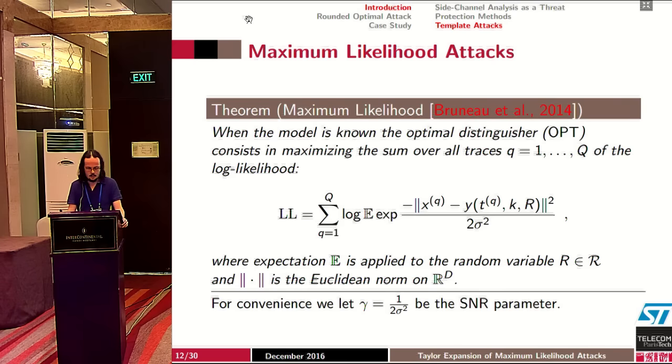When the models are perfectly known, we have shown in our 2014 Asiacrypt paper that the optimal distinguisher, meaning the distinguisher that maximizes the success rate, is the maximum likelihood. It consists in maximizing the sum over all the traces of the log likelihood. We can see that in this formula, this expectation is applied on R, so it is applied on all the masks and all the permutations. And in this presentation, for convenience, we denote by gamma the SNR, which is 1 over 2 sigma square.